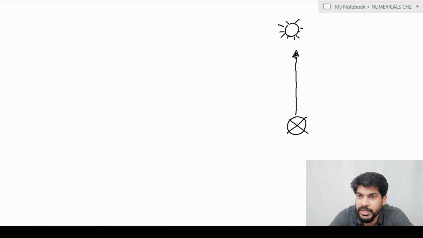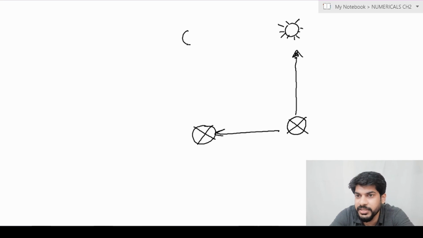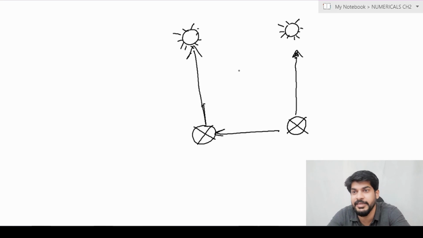Let's say there is a sunset, for example, and even if you move here, you will still find that the sun is here. The sun is still in the same direction because it is very far. Objects which are very far do not appear to change their position. They appear in the same direction. This is nothing but parallax. Here the same thing is happening.